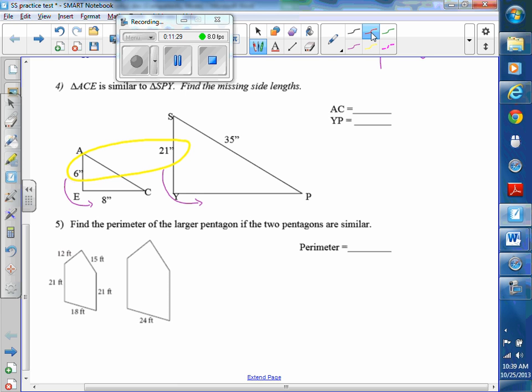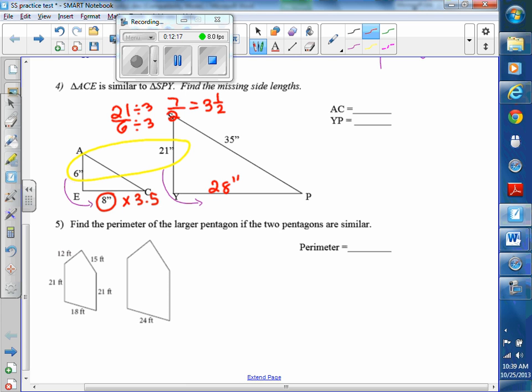If I want to find the scale factor from here, the small to the large, the scale factor is going to be 21 over 6, which if I divide by 3, I get 7 halves, right? Which is the same as 3.5 times greater, right? So if you like that method, you just have to take 8 and multiply it by 3.5. So I'm using scale factor. So 8 times 3 is 24, and 8 times a half is 4, so this is 28 inches.